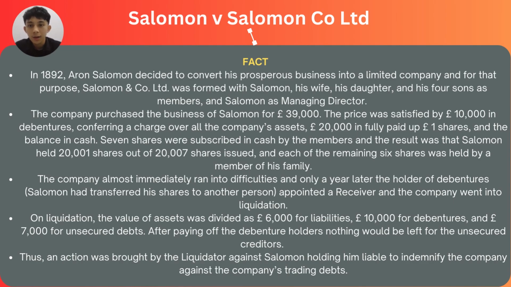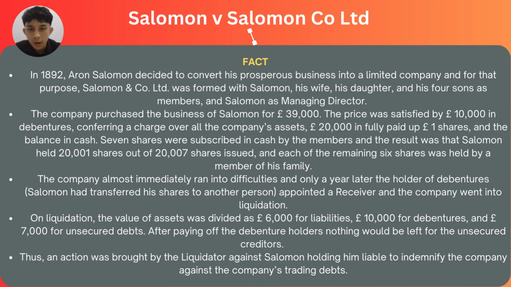The following is Salomon v. Salomon Company Limited. In 1892, Salomon decided to convert his prosperous business into a limited company, and for that purpose, Salomon and Company Limited was formed with Salomon, his wife, his daughter, and his four sons as members, and Salomon as managing director. Then, the company purchased the business of Salomon for $39,000. The price was satisfied by $10,000 in debentures, conferring a charge over all the company's assets, $20,000 in fully paid up $1 shares, and the balance in cash.